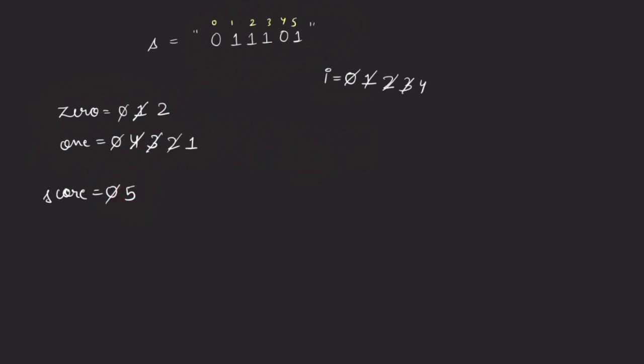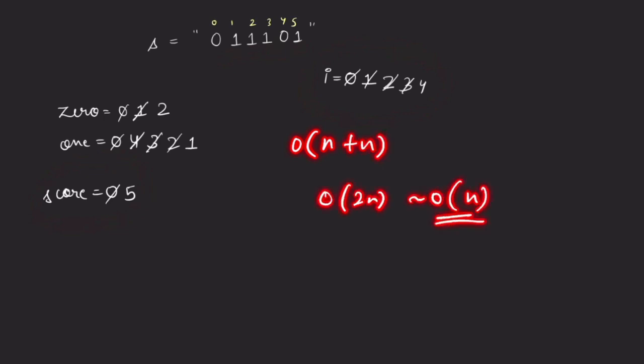Here we are iterating only once in our string for updating this. Inside that we won't be running another for loop, although we will do it in two passes. First we have to count the total number of ones present in the string, and then we run another for loop to find out our score. So it will be two passes, order of n plus n, that is order of 2n, which is order of n.